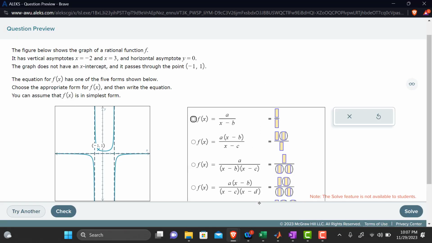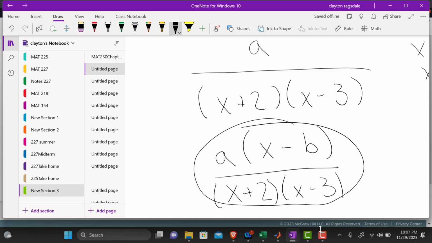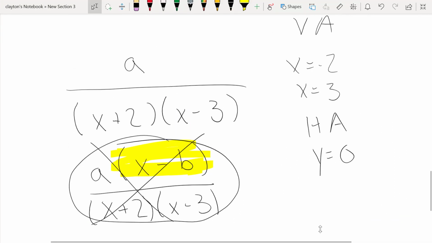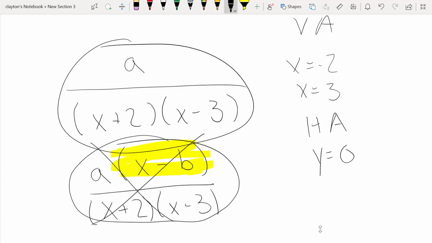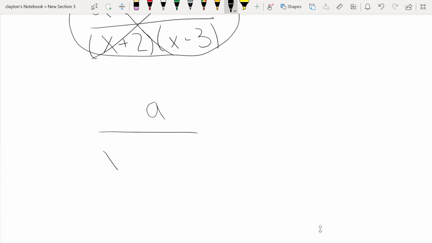It says the graph does not have an x-intercept. If I do not have an x-intercept, that means this option is no good, because this thing here would be my x-intercept. I don't want an x-intercept according to my problem, so this one goes out the door. Now I'm only left with this option. I'm going to rewrite it down here: a over x plus 2, x minus 3.